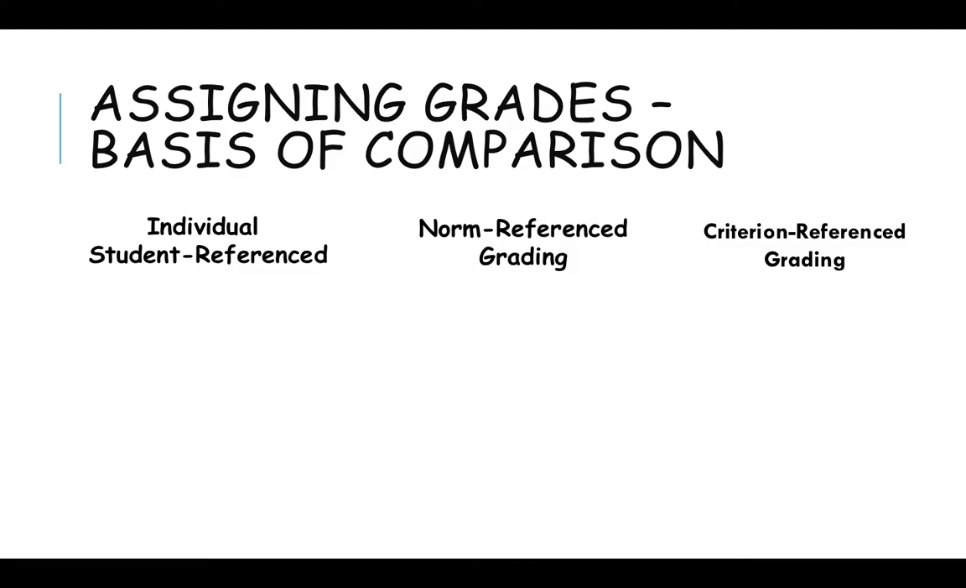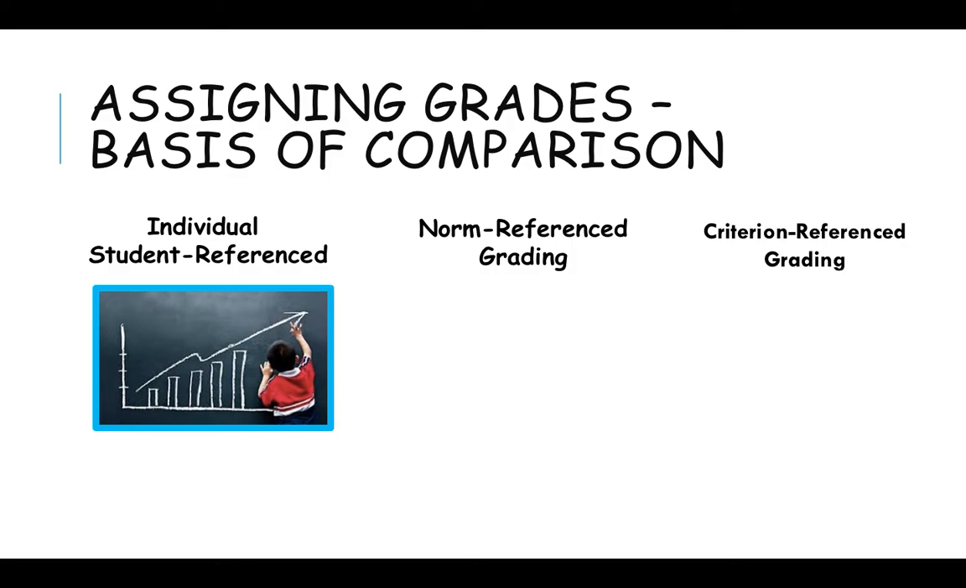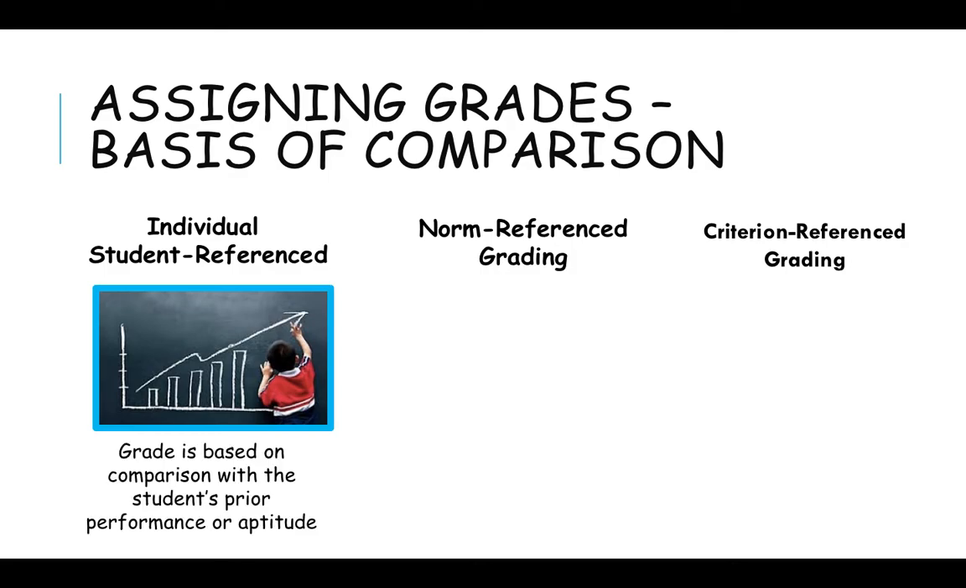Okay, so this is just an overview of the three types. Your readings did not go into individual student referenced. I actually find this very helpful, so I wanted to touch on it. So individual student referenced is just as it sounds. You are comparing the student to themselves. Grade is based on comparison with the student's prior performance. So this is when you're asking students to trace their own growth.